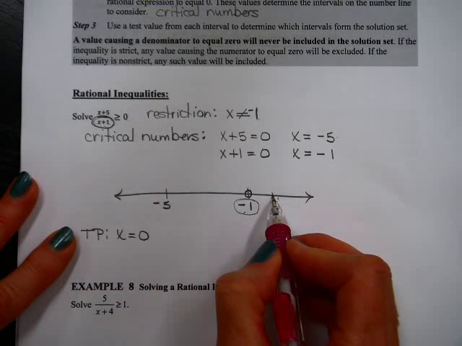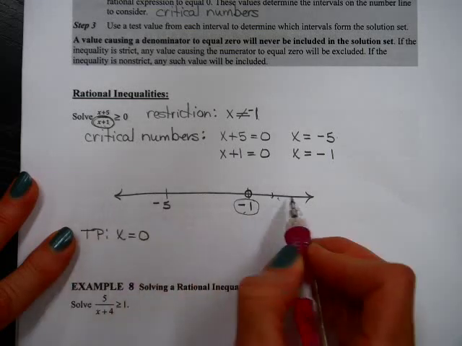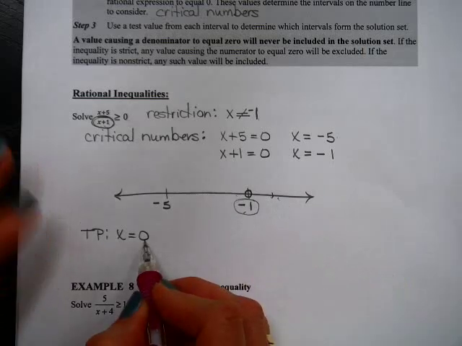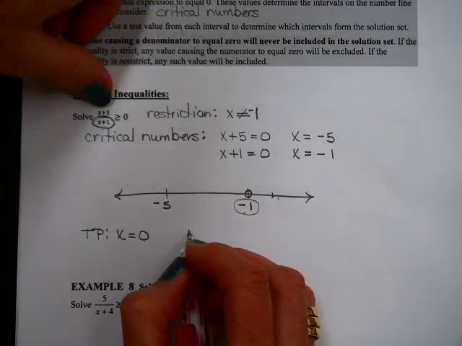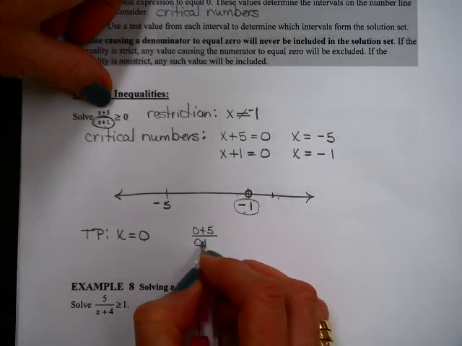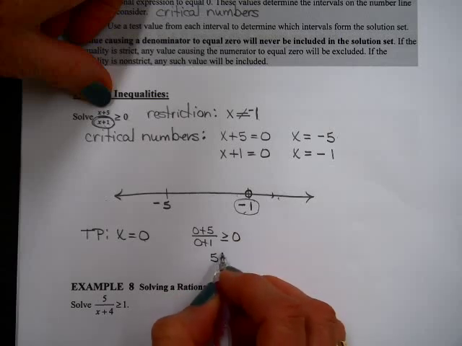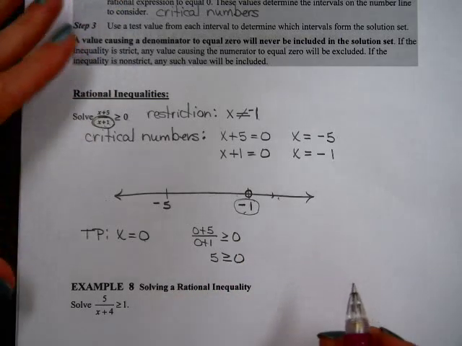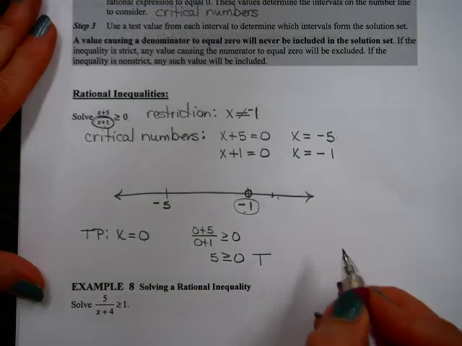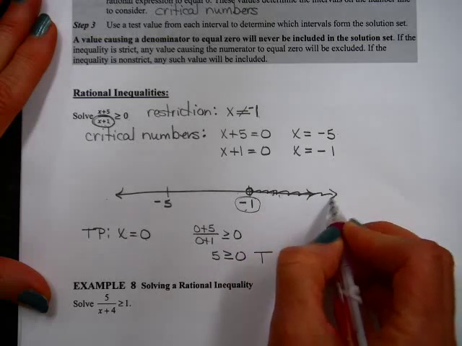So I'm going to test this region. If this region works, then I'm shading here and here. If this region does not work, I'm shading this region. So putting in my original equation, 0 plus 5 over 0 plus 1 is bigger than or equal to 0. That says 5 is greater than or equal to 0. Is that true or false? That is true. That means I shade this region.